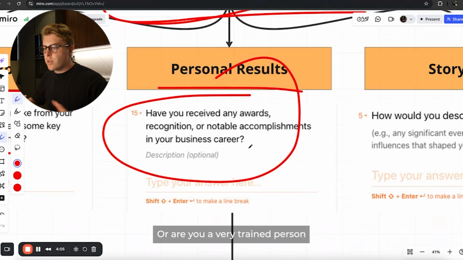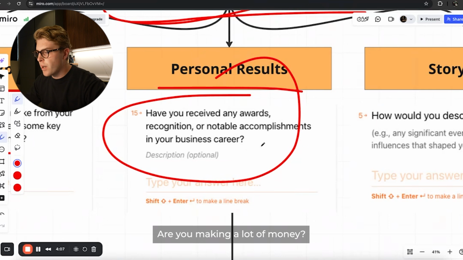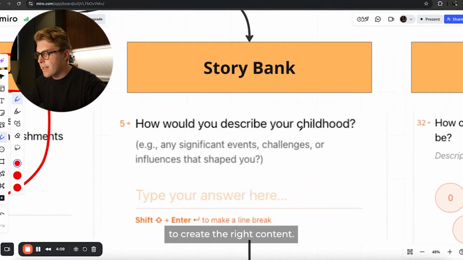Are you a very trained person? Or are you super rich? Are you making a lot of money? We need to know this in order to create the right content.